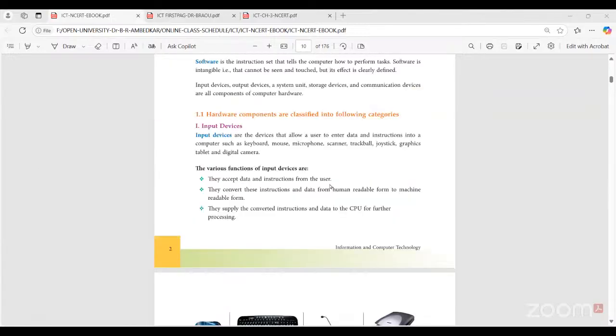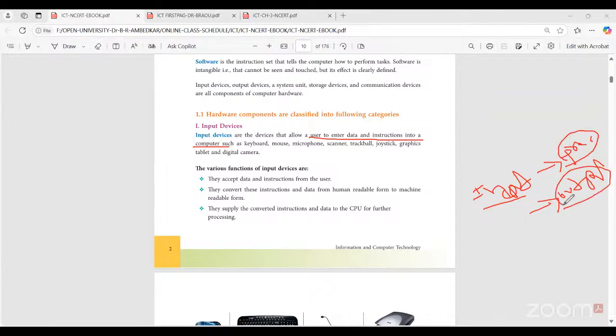Now see here, input devices allow the user to enter data and instructions into the computer. Previously we understood that any computer will take input, process the data, and give the output. So these three points, any computer will have. Every computer will take the input data, process the data, and give the output.